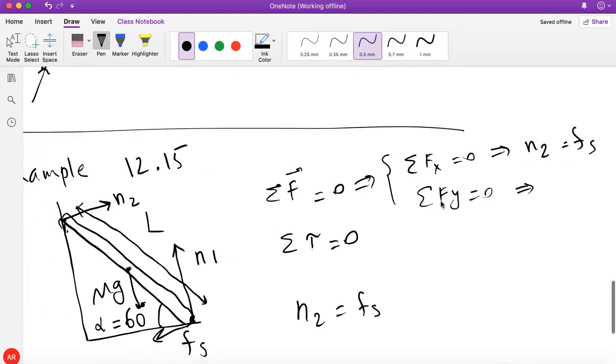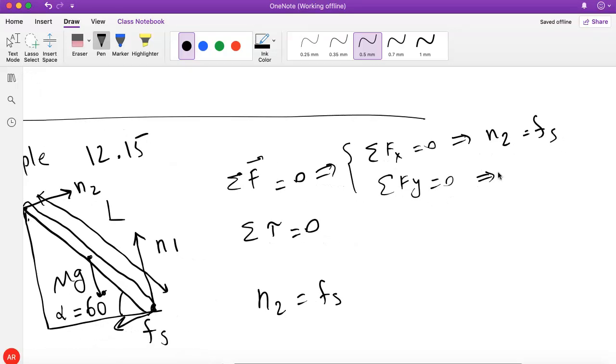For the y direction, I have two forces in the vertical direction. So what I find is that N1 is equal to mg. Okay, so those were two straightforward equations. Now I want to write my torque equation. So I can pick some point around which to write the net torque. And that's my choice. I have freedom in what point to choose.